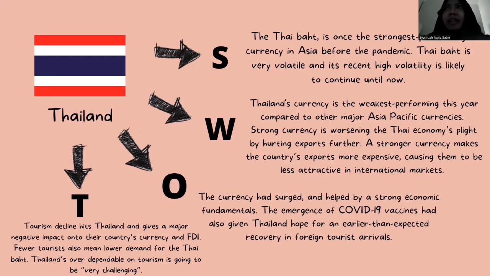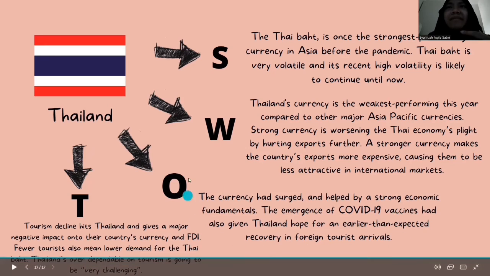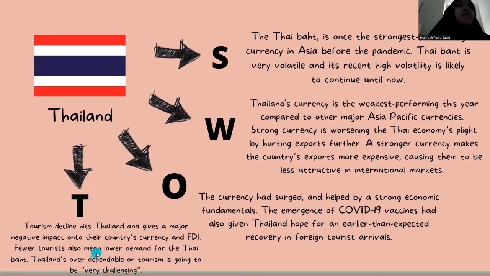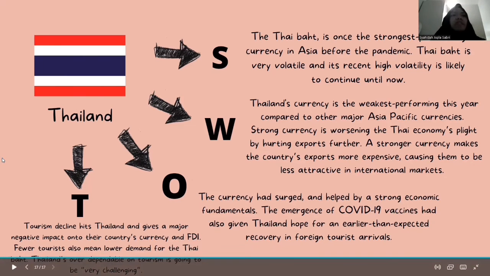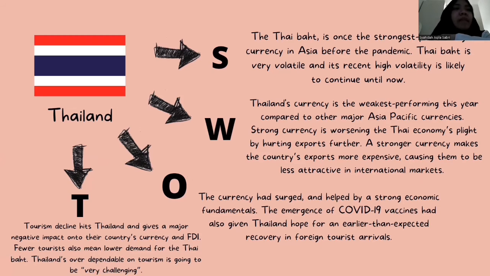Orang datang Thailand mesti nak change currency exchange kan. So itulah, daripada situlah dia dapat naikkan sikit FDI dia in the present of the COVID-19 vaccine. So now, last but not least, is their punya threats. The tourism decline hits Thailand and gives a major negative impact into their country's currencies and FDI. Fewer tourists also mean lower demand for the Thai baht. True. Thailand's overdependable on tourism is going to be very challenging.